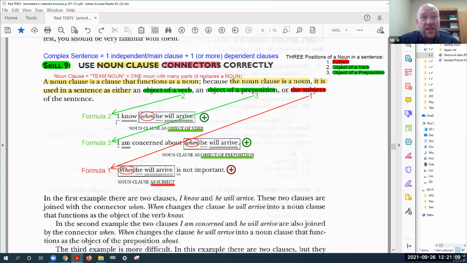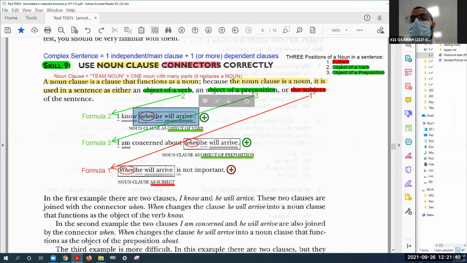Osama, can you read the example in formula 2? I know when he will arrive. Now, where is the first subject? First subject, I, first verb, know. So what is here in the box? We have something in the box, a connector, and a second subject, second subject, and modal verb.